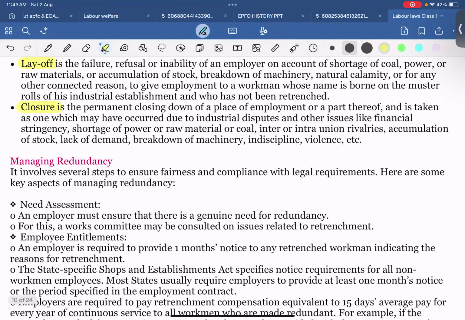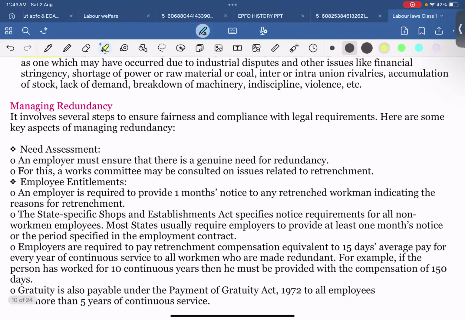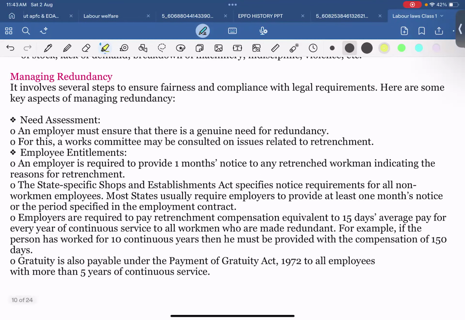Okay, now managing redundancy involves several steps to ensure fairness and compliance with legal requirements. Here are some key aspects of managing redundancy. Need assessment. An employer must ensure that there is a genuine need for redundancy. For this, a work committee may be consulted on issues related to retrenchment.